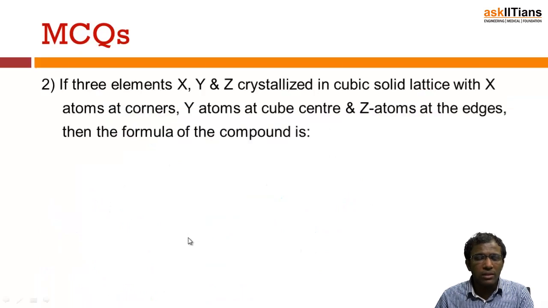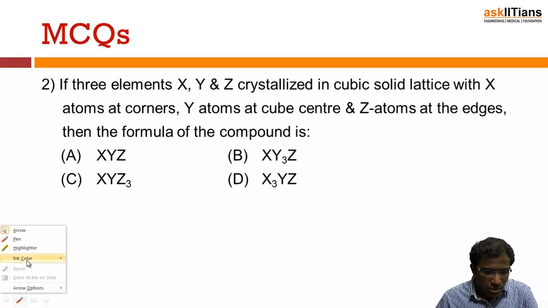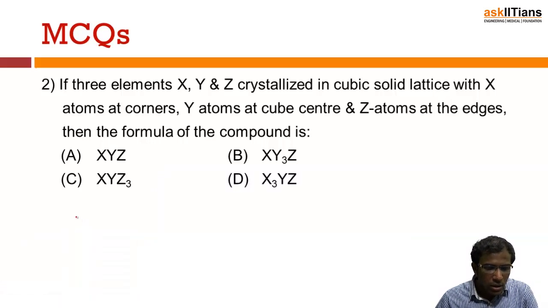So if 3 elements X, Y, Z crystallized in a cubic solid lattice with X atoms at the corners, Y atoms at the cube center, and Z atoms at the edges, then the formula of the compound is. Options are, these are the 4 options that are given. So also do this question systematically. Let's write X first, and then Y and then Z.